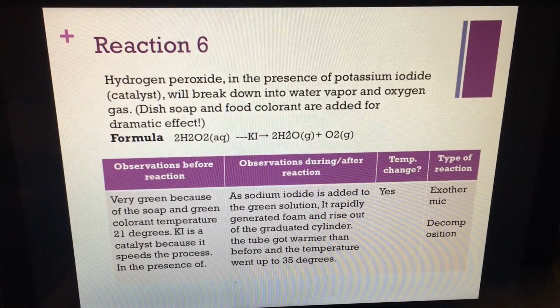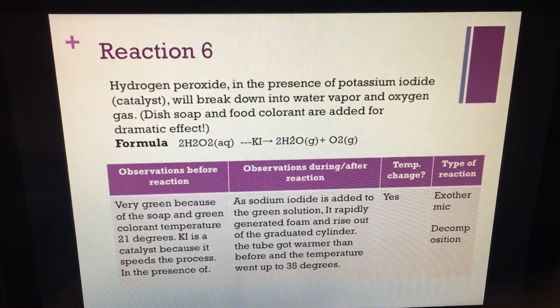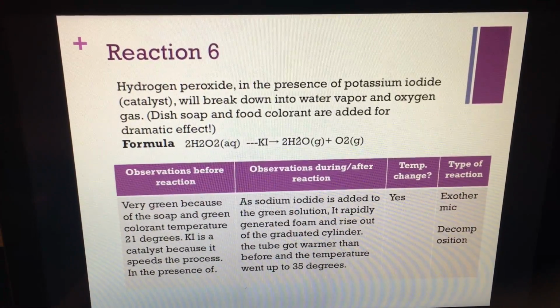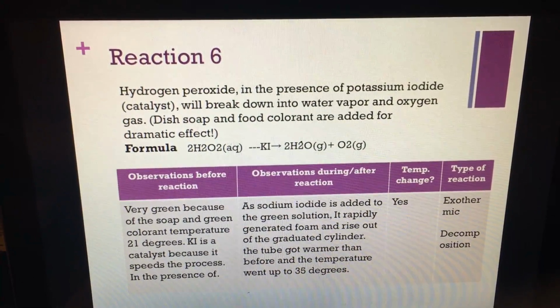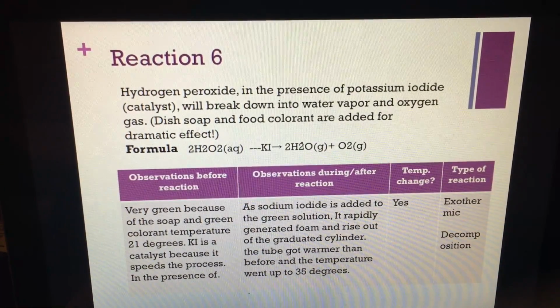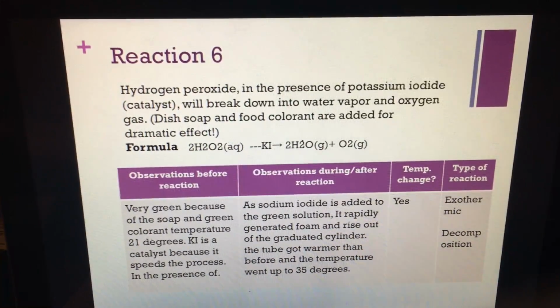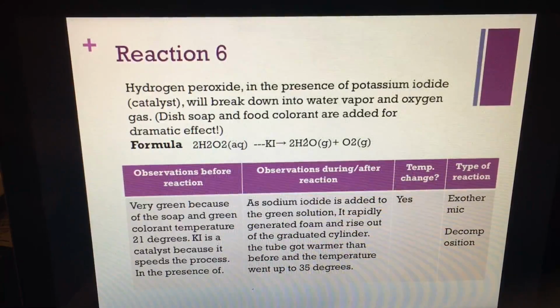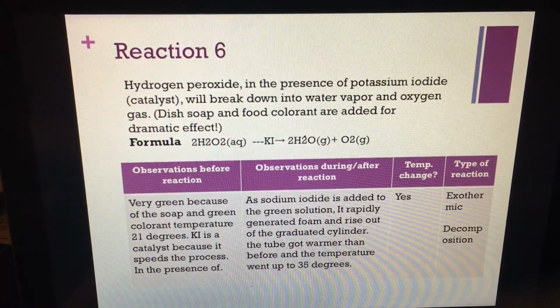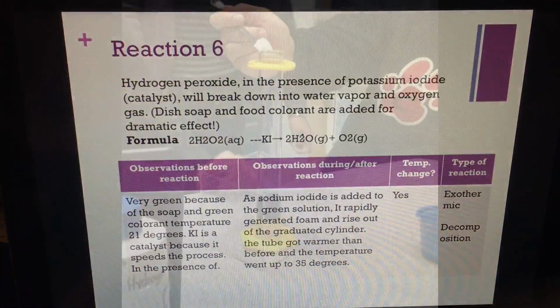Reaction 6. The type of reaction is exothermic and decomposition. On this reaction, hydrogen peroxide in the presence of potassium iodide will break down into water vapor and oxygen gas. Before the reaction, it was kind of liquid and dense. After the reaction, it turned into foam. The temperature rose.